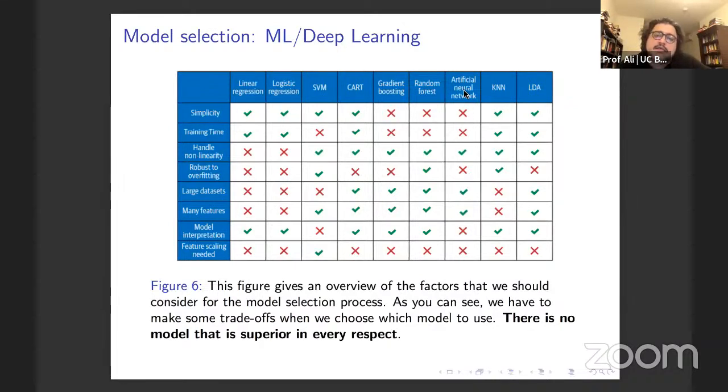On the other hand, neural networks are pretty good at handling nonlinearity and large data sets, and also when you are dealing with many features. However, they are not simple. Again, none of them is perfect. They are not perfect in what they do, and there are issues with them as well. But as a modeler, it's our job to pick the one that is relevant for the question we have in hand.